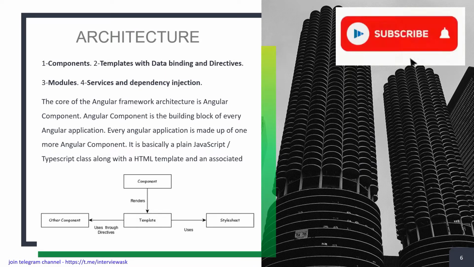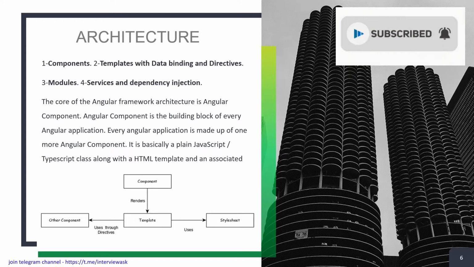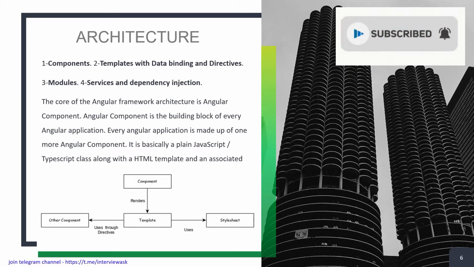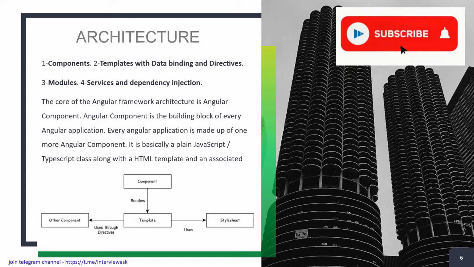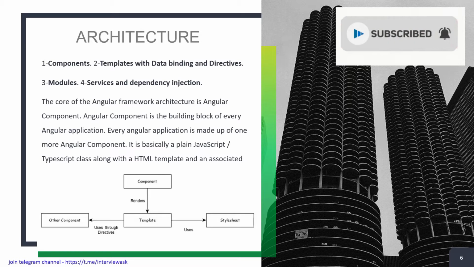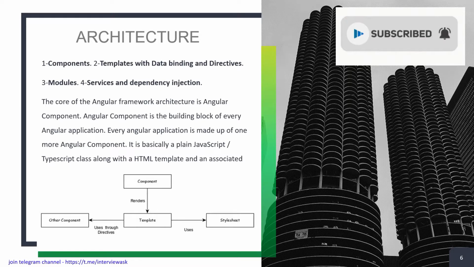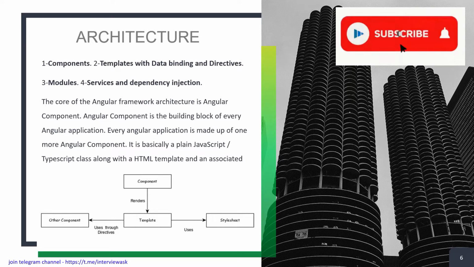A component renders the template, and other components, and it also has a style sheet. The style sheet is used for the layout design of the template, and other components are used through directives. And what the component does is render on the templates. So what is the component?